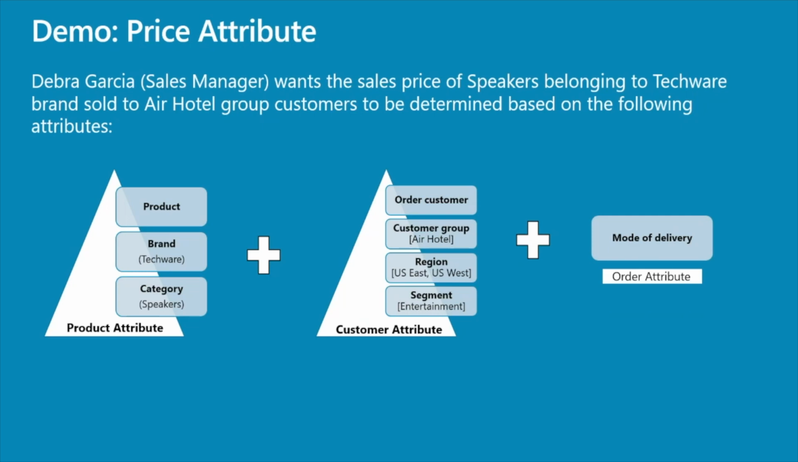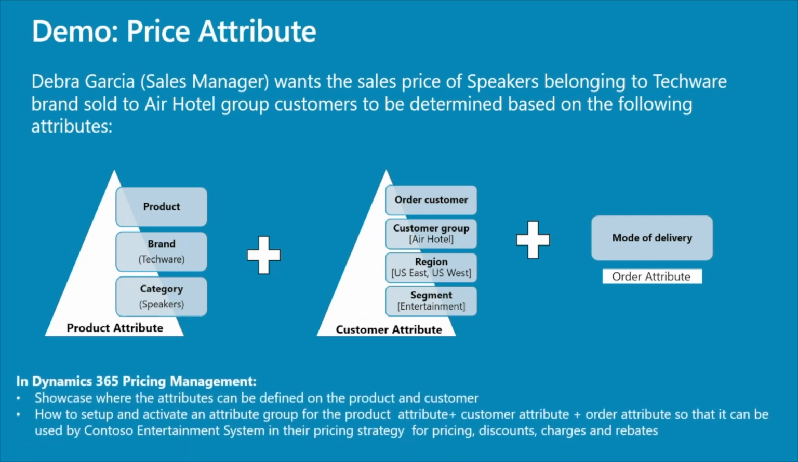So what we're aiming to do as part of this demo is showcase where the attributes can be defined on the product and where the attributes can be defined on the customer. How to set up and activate an attribute group for the product, customer, and order combination so that it can be used by Contoso Entertainment System for pricing, discounts, charges, and rebates based on attributes.